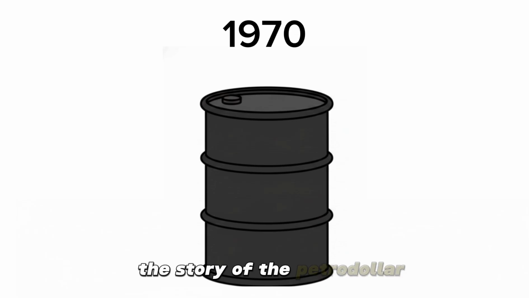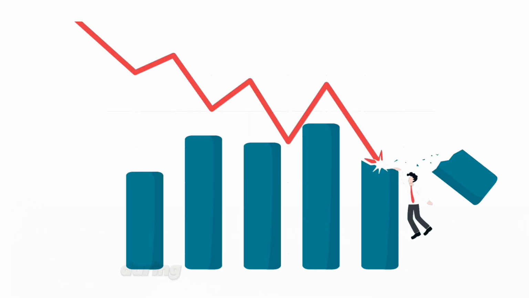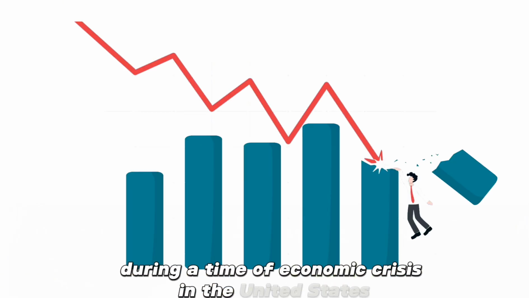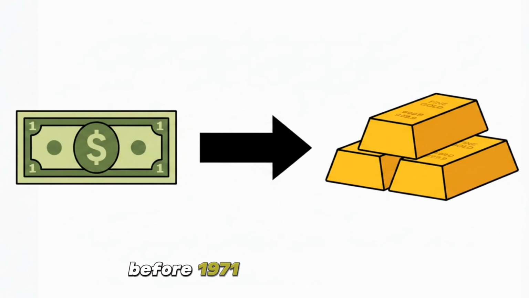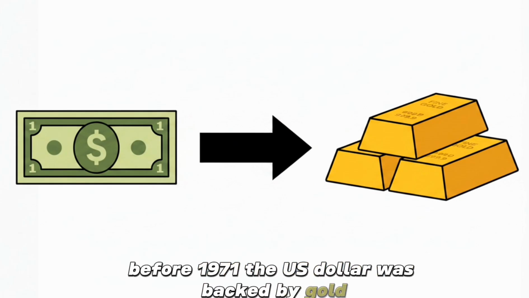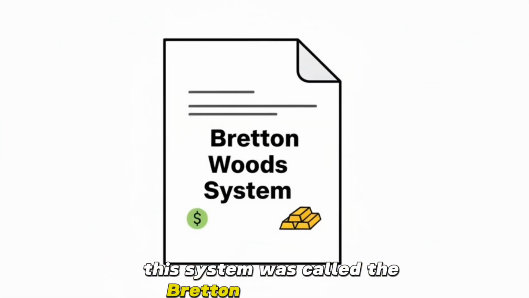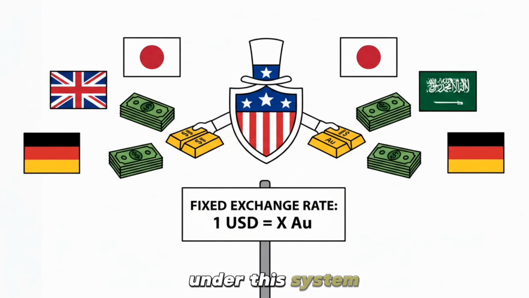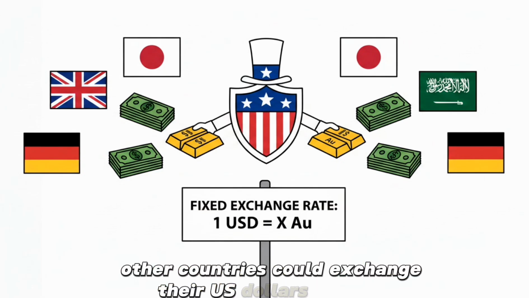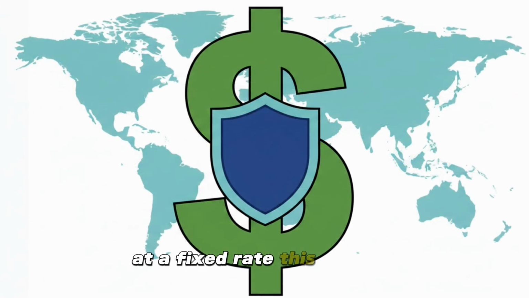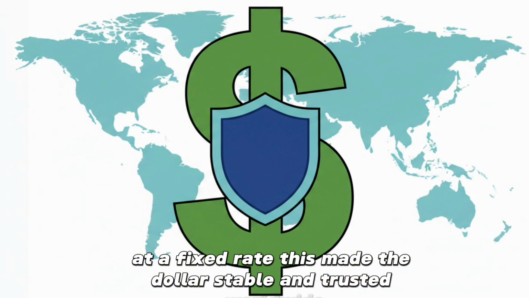The story of the petrodollar begins in the 1970s during a time of economic crisis in the United States. Before 1971, the US dollar was backed by gold. This system was called the Bretton Woods system. Under this system, other countries could exchange their US dollars for gold at a fixed rate. This made the dollar stable and trusted worldwide.